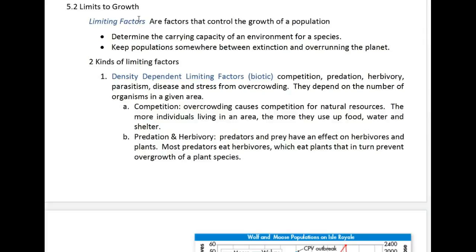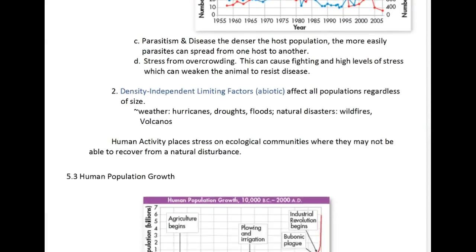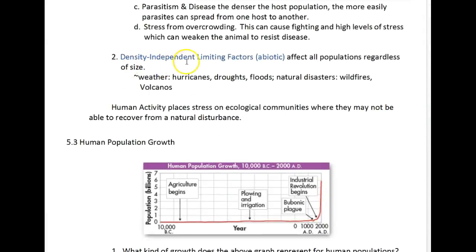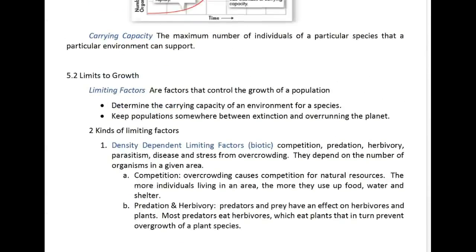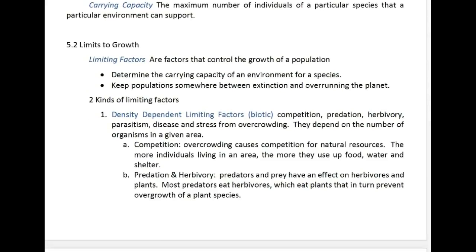And one of those is called a density-dependent limiting factor. And if I just move the screen up a little bit, the other one is referred to as a density-independent limiting factor. And one of the easiest ways to remember which is anything that's density dependent, it's biotic.